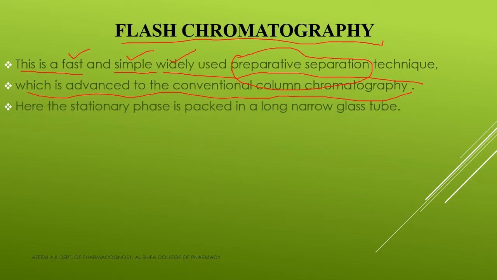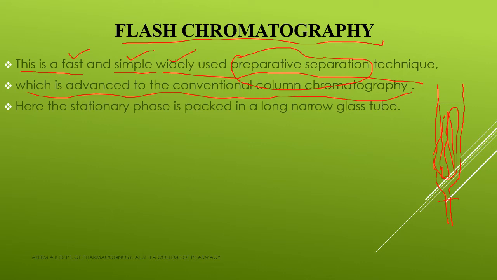Clear? So here the stationary phase is packed in a long narrow glass tube like this. And here the glass tube is in fact even shorter than the glass tube used in column chromatography. Just like this only. So just like column chromatography, here also you have to pack this column with the help of some adsorbents like this. Column grade adsorbents are used here as well. Okay, like this you have to pack here.